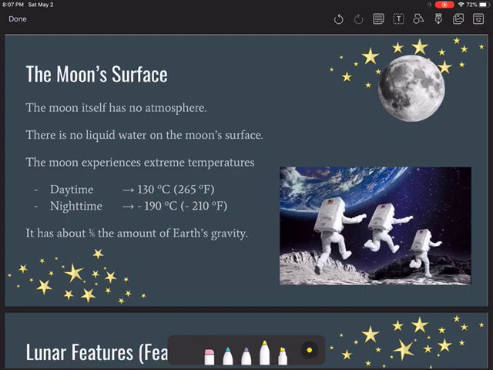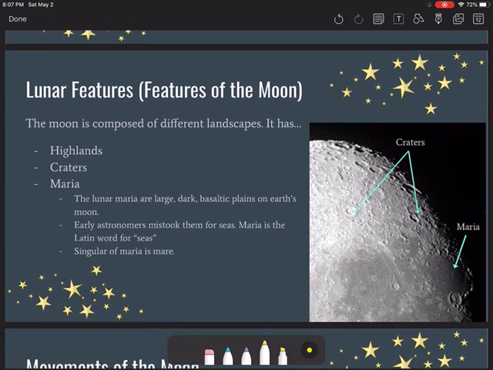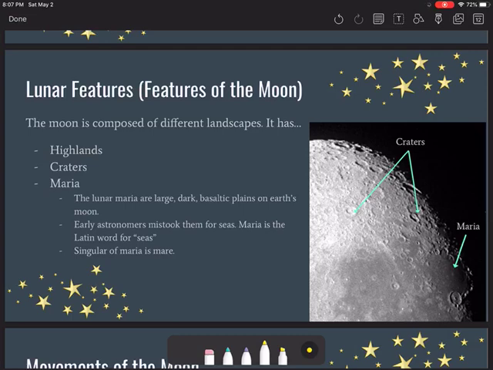It's because there's not as much gravity, so they're not being pulled down towards the surface as strongly as they would be on Earth. Kind of cool. All right. The moon has different features. We could call those lunar features because the word lunar refers to the moon, kind of like solar refers to the sun.